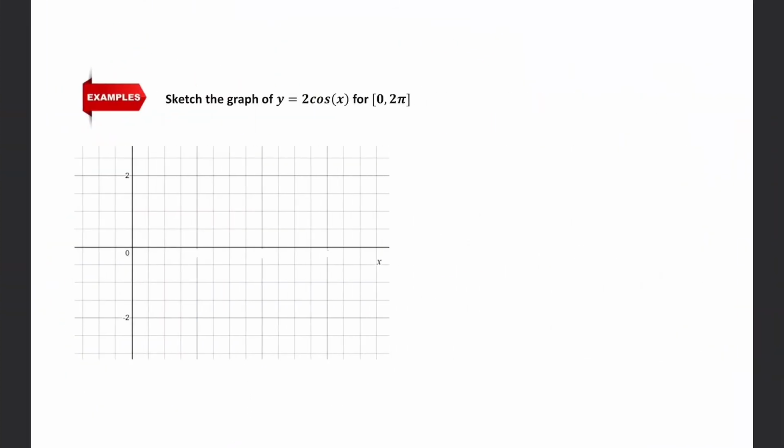So the next question has asked us to sketch the graph of y equals 2 times cos of x for a domain of between 0 and 2 pi. So here we're obviously working in radians, so I'm going to make sure that I calculate my period in radians as well. So to find the period of a cos graph, we're going to do 2 pi divided by n. So n again is our coefficient of the x term, which in this case is 1. So my period is going to be 2 pi, which means for this particular graph, it's just going to go through one cycle.